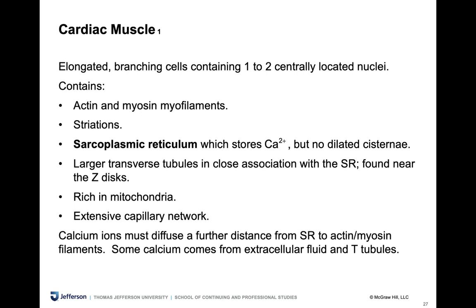Cardiac muscle is rich in mitochondria as you need to maintain ATP supplies for continuous contraction of the heart. You also have a very extensive capillary network, and calcium ions must diffuse a further distance from the sarcoplasmic reticulum to the actin myosin filaments. Some calcium comes from extracellular fluid and the T-tubules.